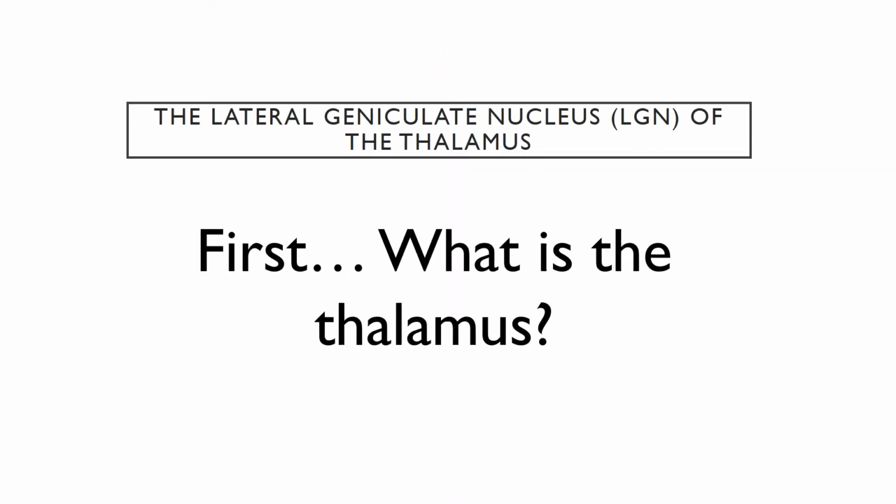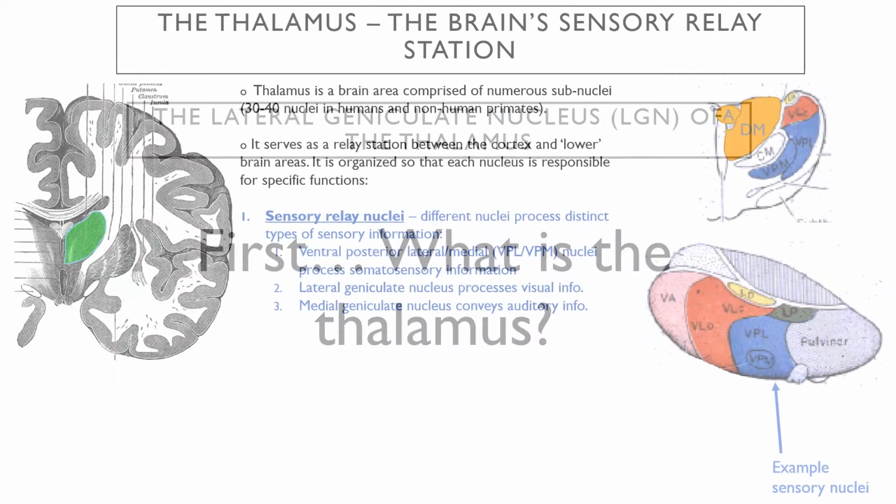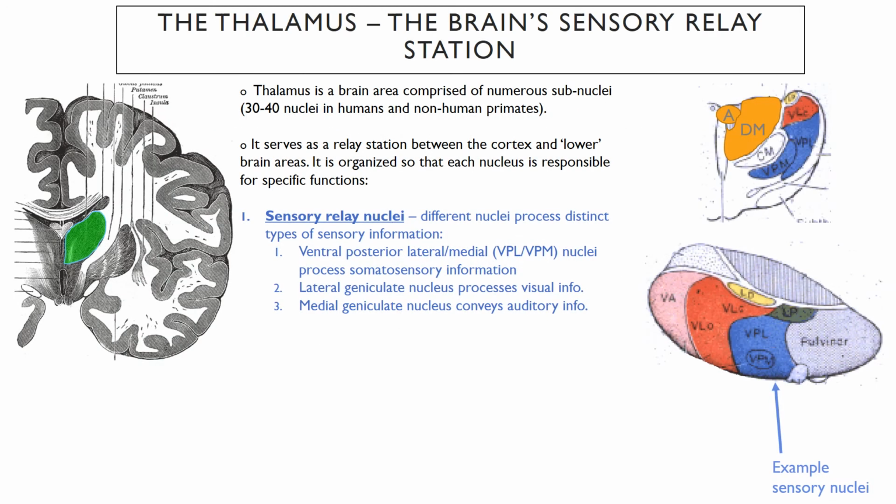All right. So that's an overview of just the pathways. Now we're going to talk about the lateral geniculate nucleus of the thalamus. So the LGN is a major relay station of the visual system. And why do I call it a relay station? Well, that's because the thalamus kind of serves as the brain's sensory relay station. So let's talk a little bit about the thalamus.